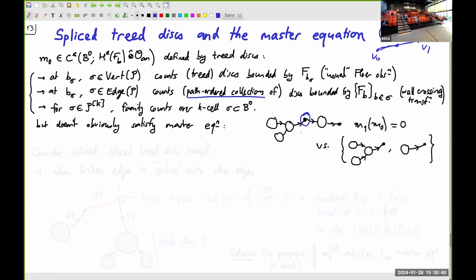But so this writes, M1 of M0 is 0, and instead of having the output of one becoming the input of the other, we'd like to actually pair the outputs by some brackets.